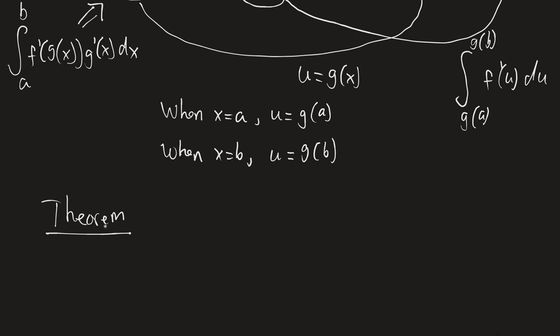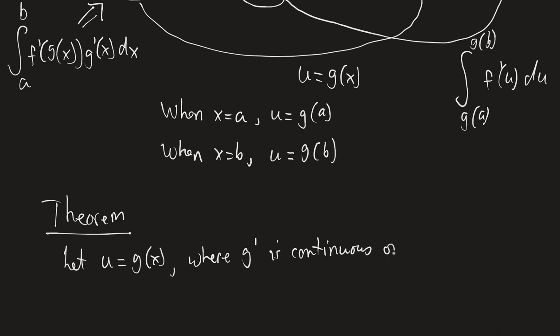So let me state it. Let u equals g of x, where g prime is continuous on an interval, right?